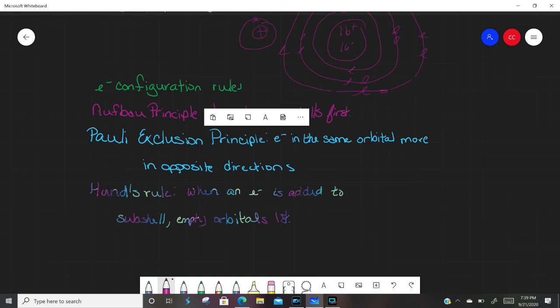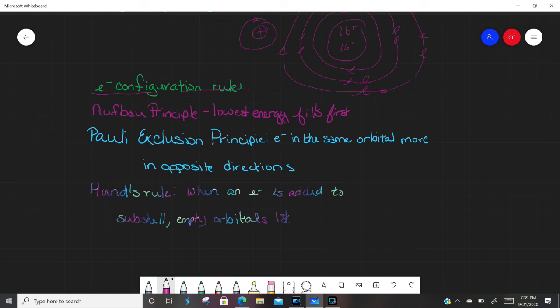Okay, so the names of these rules, the electron configuration rules. Aufbau principle, the lowest energy fills first. So we always fill 1s2, 2s2, 2p, 3s. So we fill lowest energy levels first. The Pauli exclusion principle says that electrons in the same orbital move in the opposite direction, and that's because they're repelling each other, so they're moving in opposite directions.